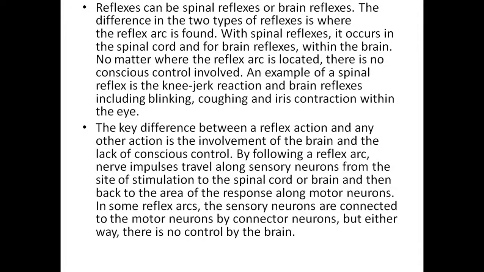Reflexes can be spinal reflexes or brain reflexes. The difference between the two types of reflex is where the reflex arc is found. The spinal reflex occurs in the spinal cord, and the brain reflex occurs within the brain. No matter where the reflex arc is located, there is no conscious control involved. For example, a spinal reflex is the knee-jerk reaction, and brain reflexes include blinking, coughing, and iris contraction within the eye.